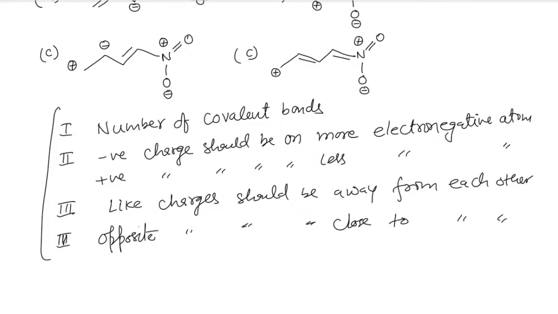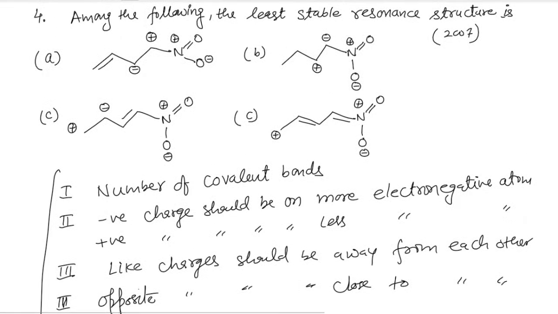Okay, very good. Ashish, tell me why the A option is the least stable. Because in this case, like charges are on adjacent atoms. That's why this structure is least stable. There is no other resonating structure where like charges are on adjacent atoms. Only in the A option are like charges close to each other, so there is more repulsion. That's why the A option is correct. Very good, Ashish.